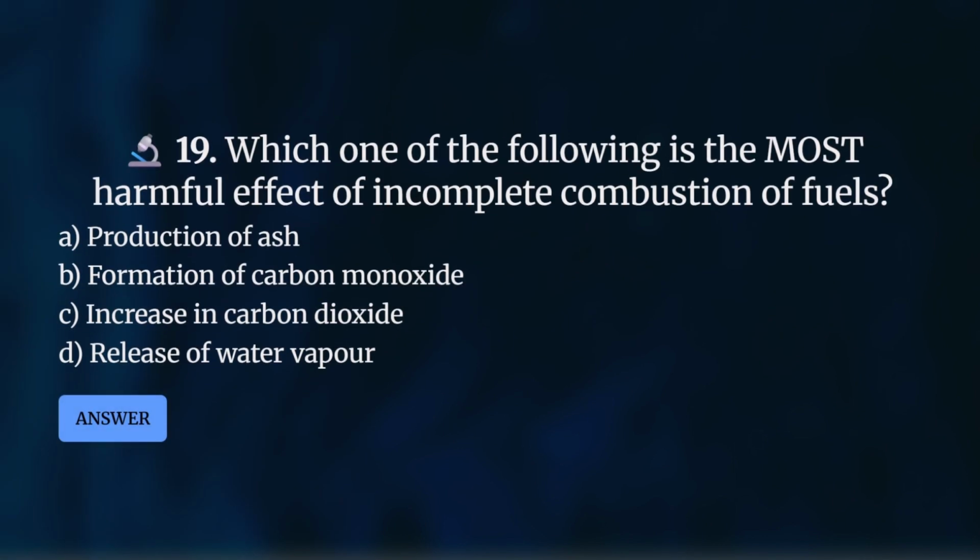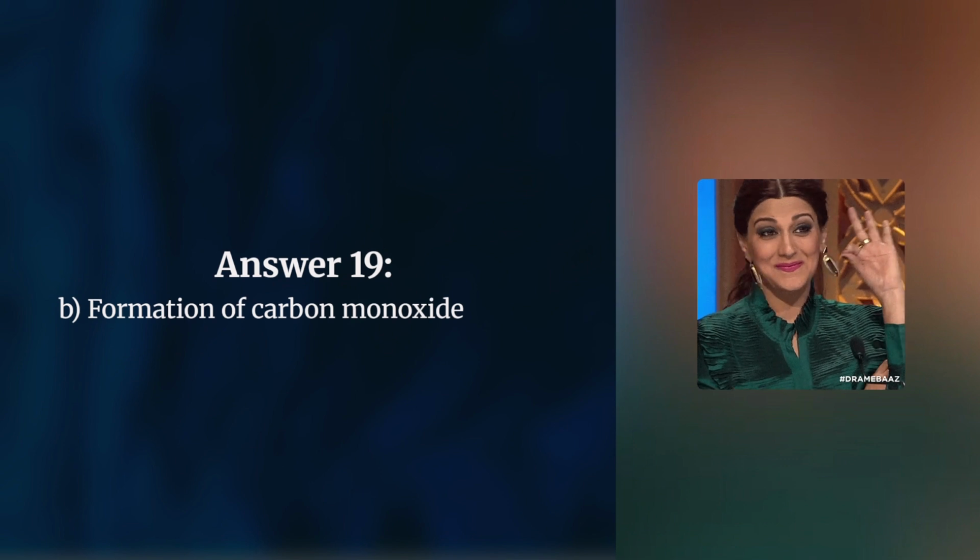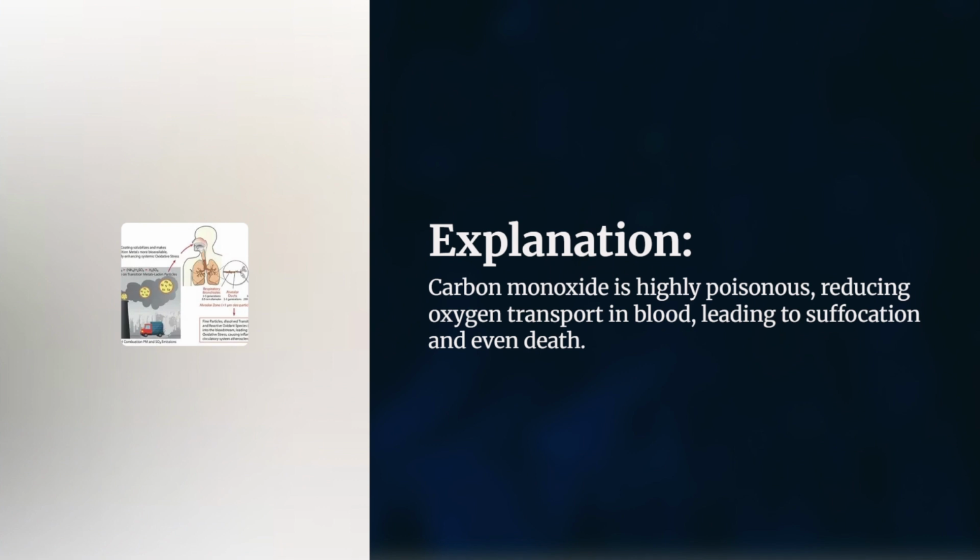Question number 19. Which of the following is the most harmful effect of incomplete combustion of fuels? The options are A. Production of ash, B. Formation of carbon monoxide, C. Increase in carbon dioxide, and D. Release of water vapor. The correct answer is option B, formation of carbon monoxide. Carbon monoxide is highly poisonous, reducing oxygen transport in blood, leading to suffocation and even death.